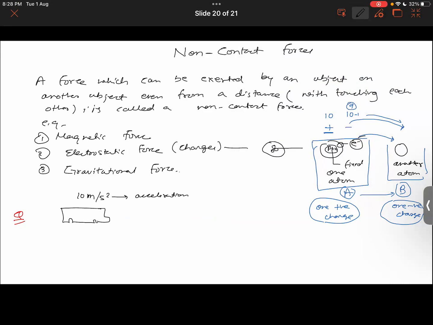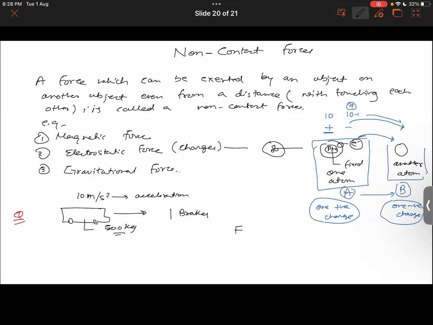The weight of this bus combined with the passengers, let's say it to be 500 kilogram. The driver of the bus applies a brake here. Tell me what is the force with which the brakes were applied on the bus.